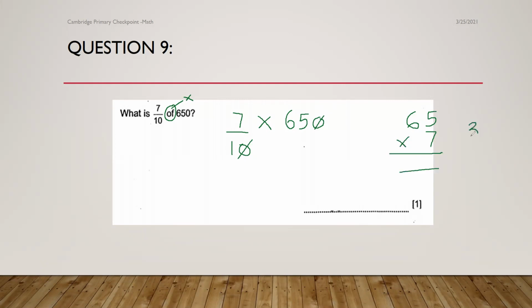7 times 5, it's 35. We can write 5 and leave 3. 7 times 6, yes. 7, 14, 21, 28, 35 and 42. And you have to add these 3. So 42 plus 3, it's 45. So then according to this question, my answer is 455. So what is 7/10 of 650? It's 455, right? So that is how we find the answer.